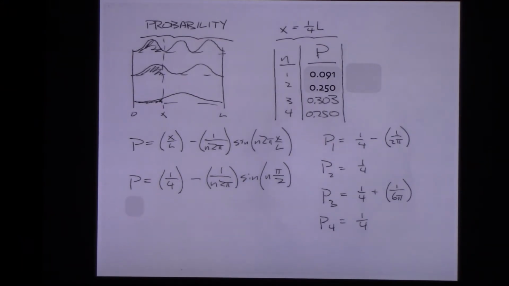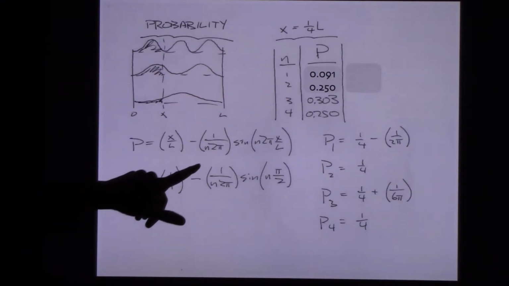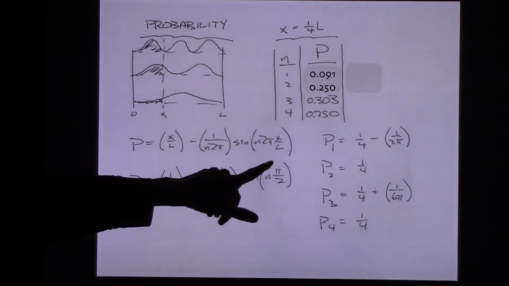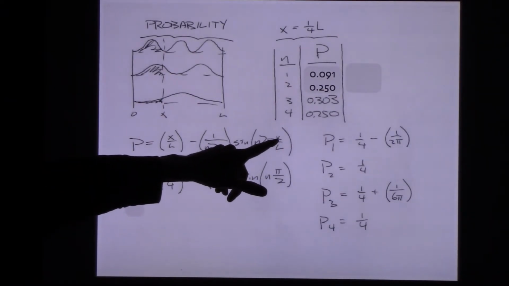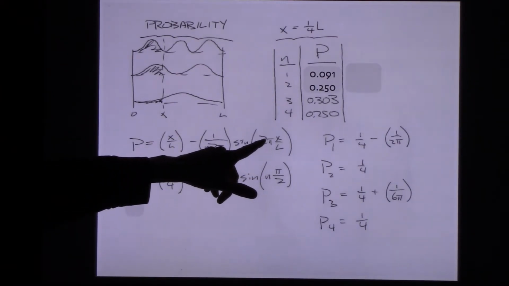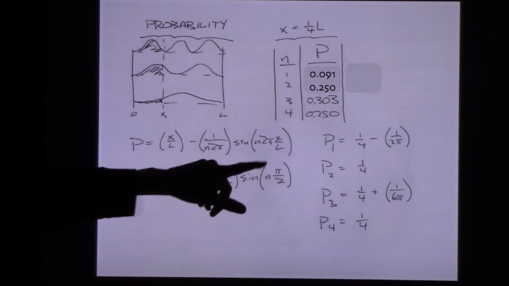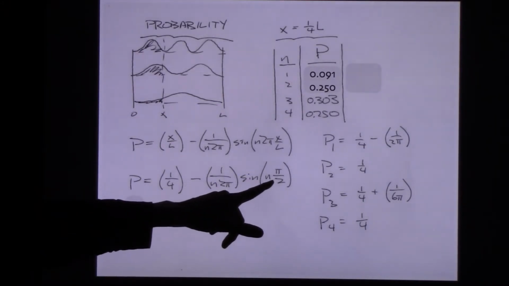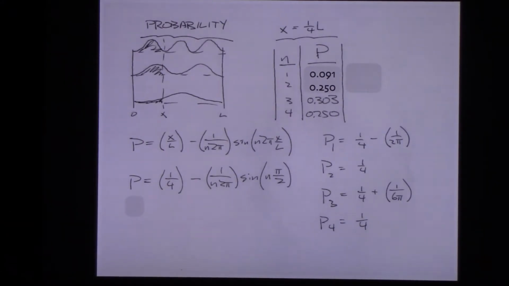Now, for x equals 1/4 L, the probability reduces down to 1/4 minus 1 over n times 2 pi, the sine of n pi over 2. So with x equal to 1/4 L, the L's cancel out, and I'm left with 1/4 times 2 pi over 2. And the sine of n pi over 2 is going to change from one quantum state to the next.